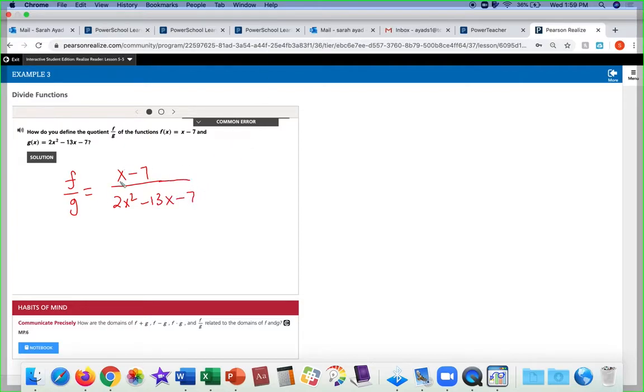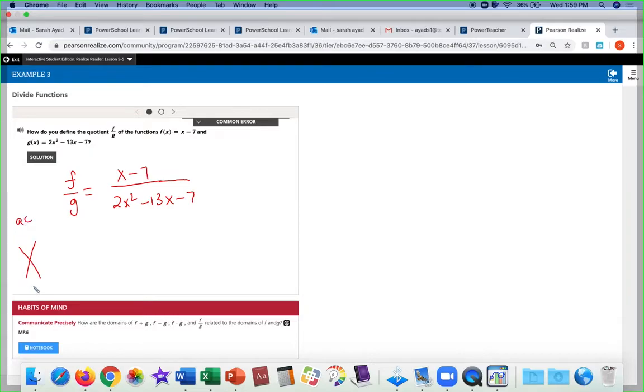Well, that just means I cross out my x's, right? No, of course not. Anytime we have terms that are being added and subtracted, we can never cross things out, right? We can only simplify if the terms are being multiplied or divided. Therefore, what do we have to do here? We have to factor anything that is factorable. So x minus 7, well, that's not factorable. But 2x squared minus 13x minus 7, yes, that's a quadratic, that's factorable.